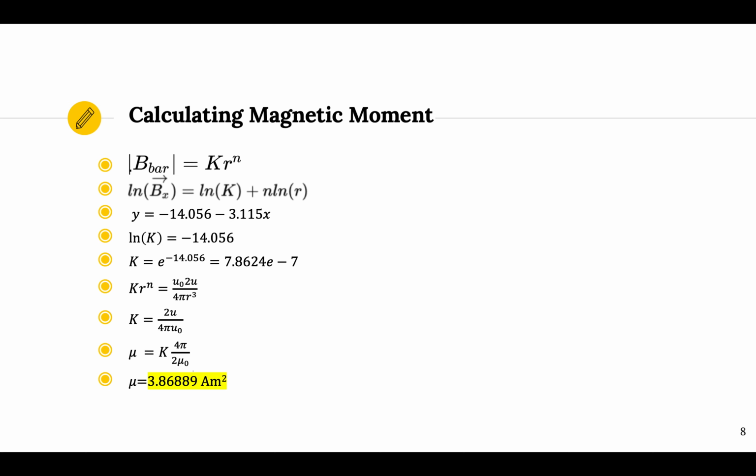Next is calculating the magnetic moment, and you can see from my calculations that it ended up being 3.86889.